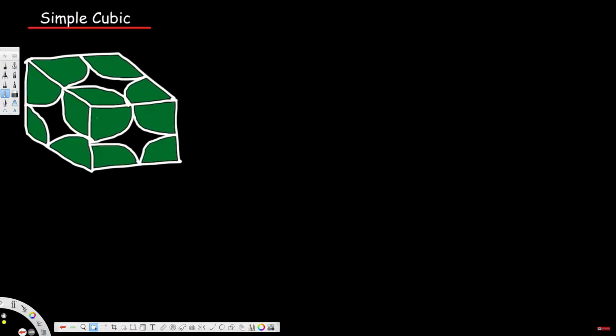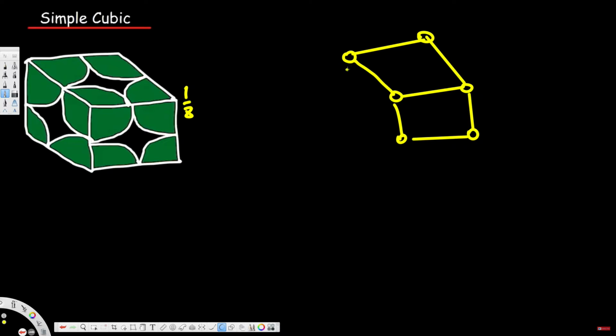So first let's draw the diagram simply. We have 1/8 part of the atoms in each corner. Each of these parts represents 1/8 of the atom. So let's draw that one. Here we have one and another one right here, and another one right here. In the bottom we have one like this, and behind we have one.